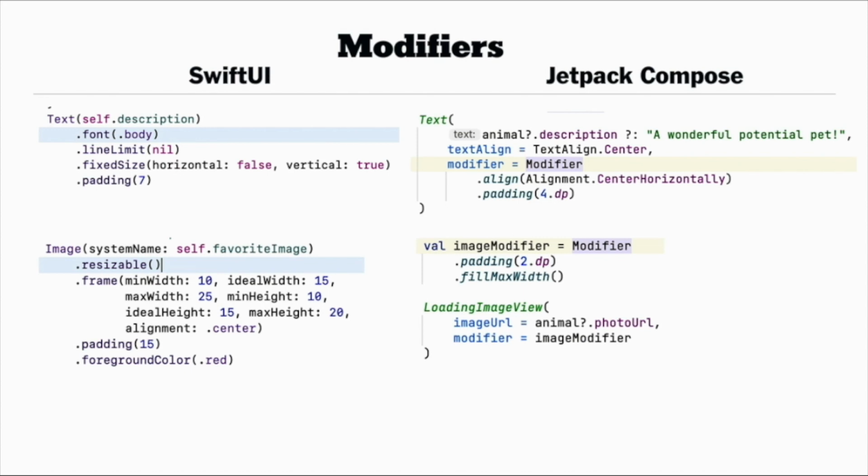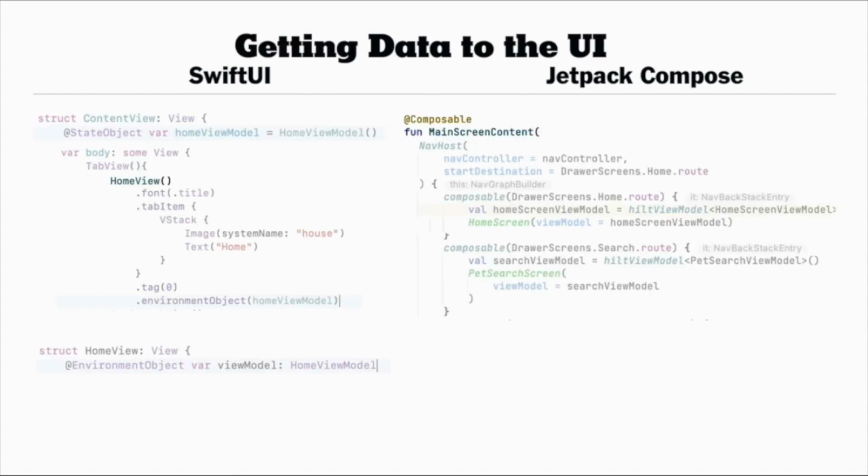So here's an image side by side in SwiftUI and Jetpack Compose, and you'll notice again in SwiftUI we can use these builder functions to adjust this image SwiftUI view, similar to how in Jetpack Compose we'd have a modifier that would do something similar to our loading image view, which is a custom view in Jetpack Compose that I've created.